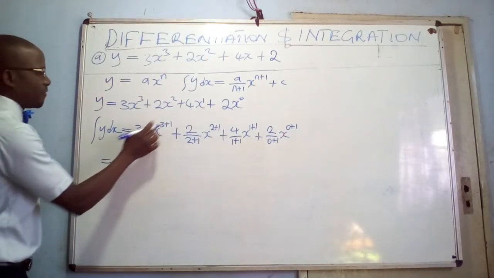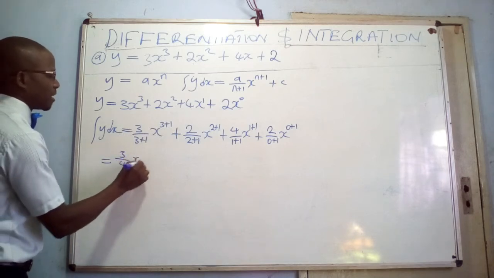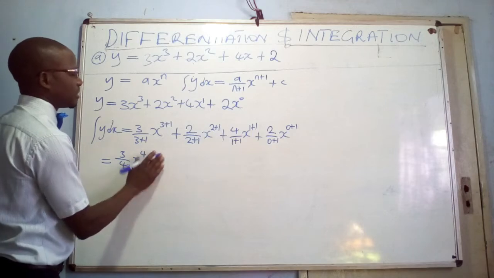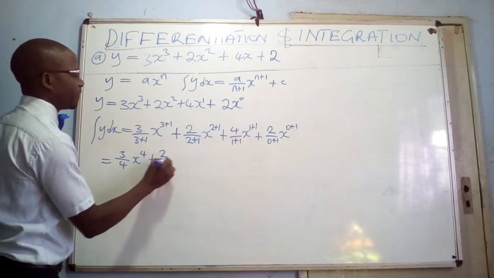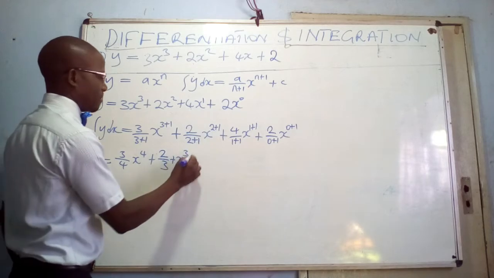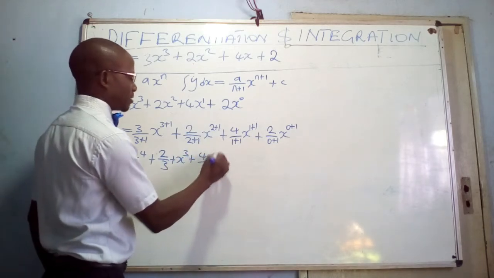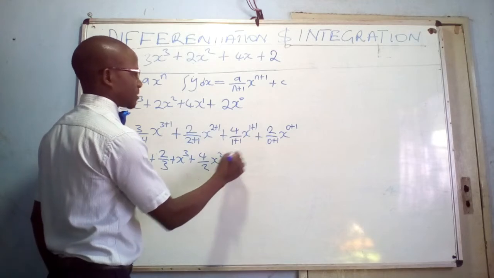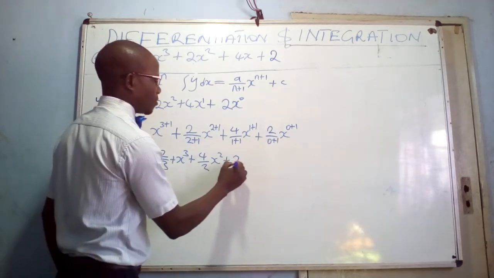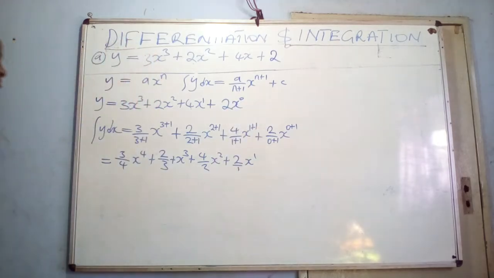We say this will give us a 4. So 3 over 4, then x to the power 4, plus 2 over 3, x to the power 3, plus 4 over 2, then x to the power 2, plus, this is a 1, so that is 2 over 1, then x to the power 1, like that.